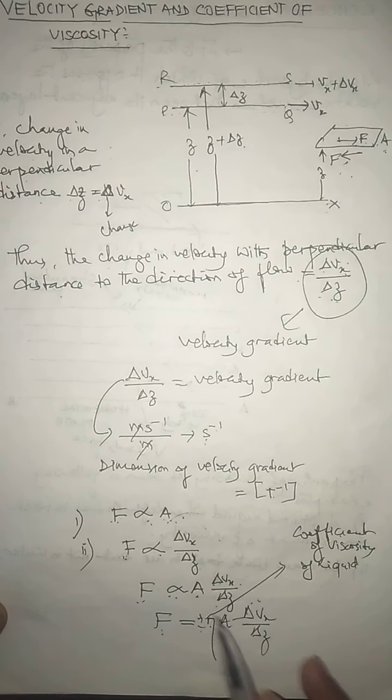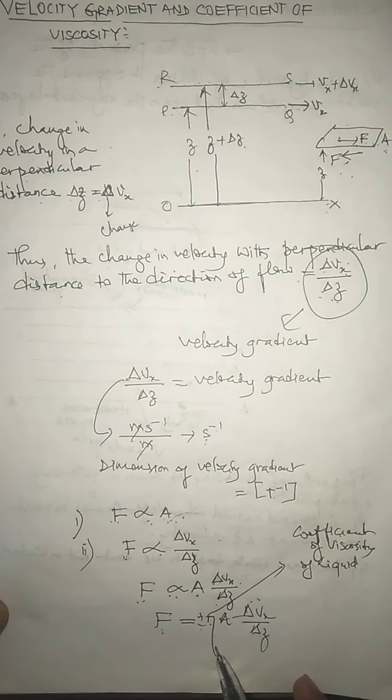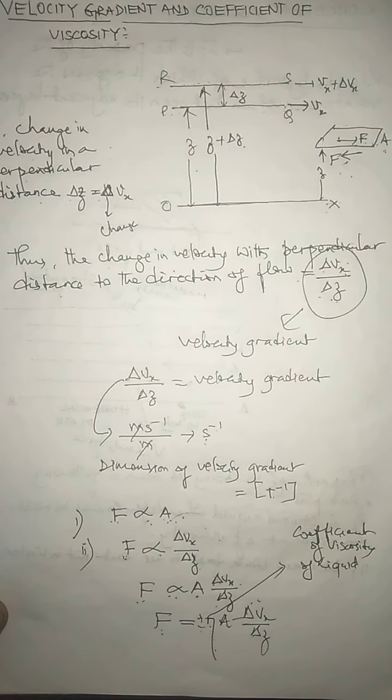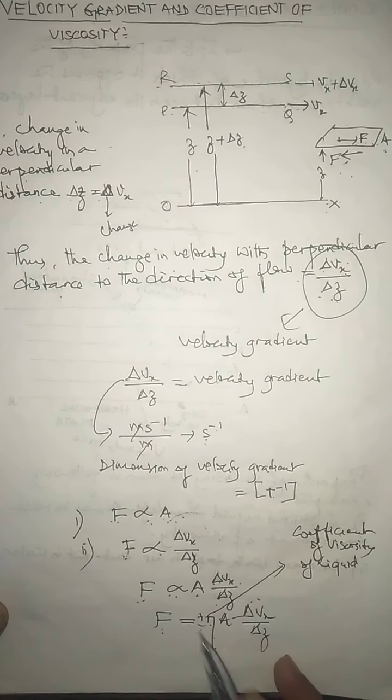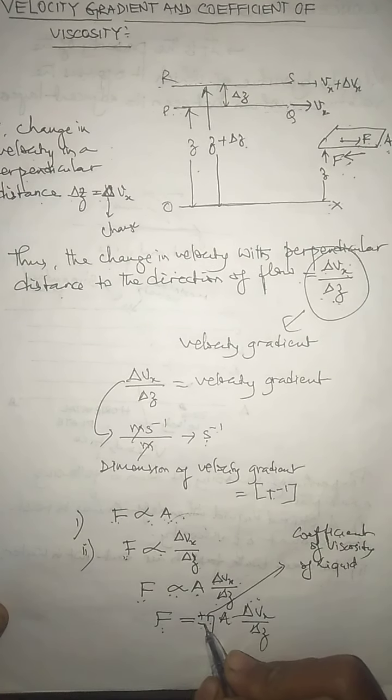From this particular expression of force, we can define and measure the coefficient of viscosity of a liquid. The value of this coefficient of viscosity also determines the nature of the liquid, because all liquids don't have the same nature. Now you can see in the expression of force there is a plus minus sign.